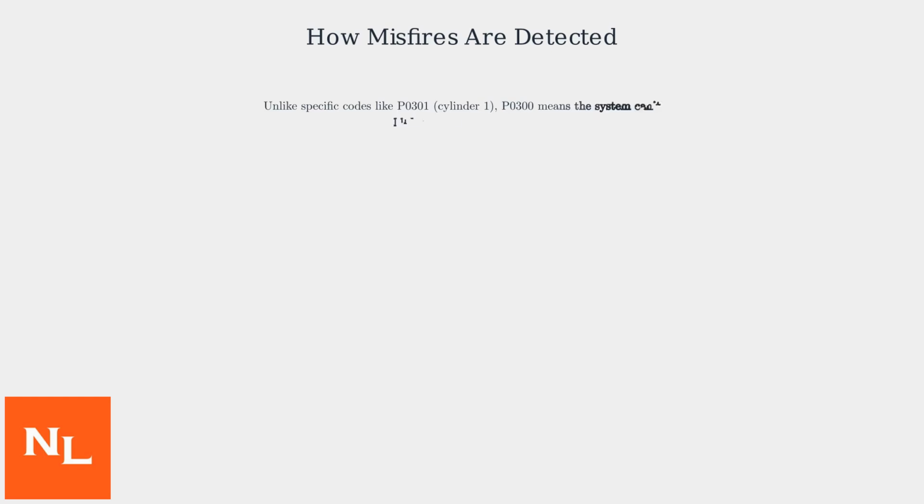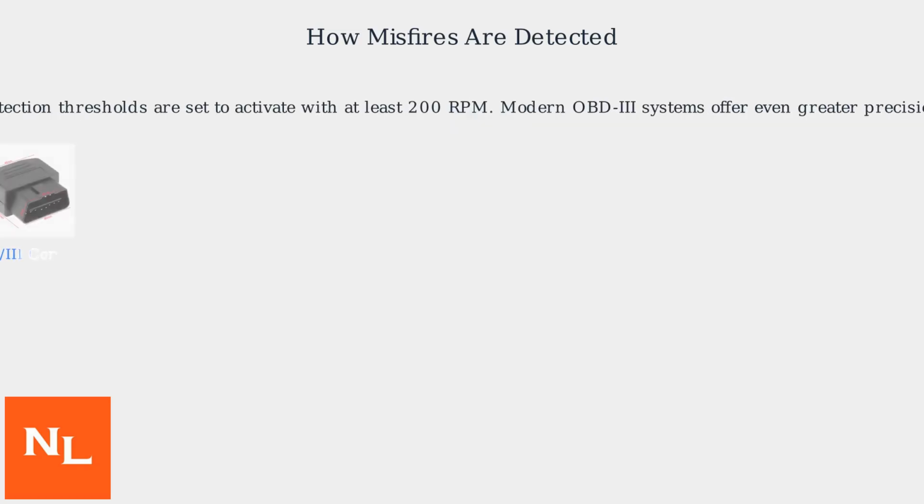The P0300 code indicates random or multiple cylinder misfires, meaning the ECM cannot identify which specific cylinder is affected. In contrast, codes like P0301 point directly to cylinder 1. The system requires a significant speed drop of at least 200 revolutions per minute to trigger the code. Modern OBD3 systems provide enhanced accuracy through advanced electronics and real-time data analysis.